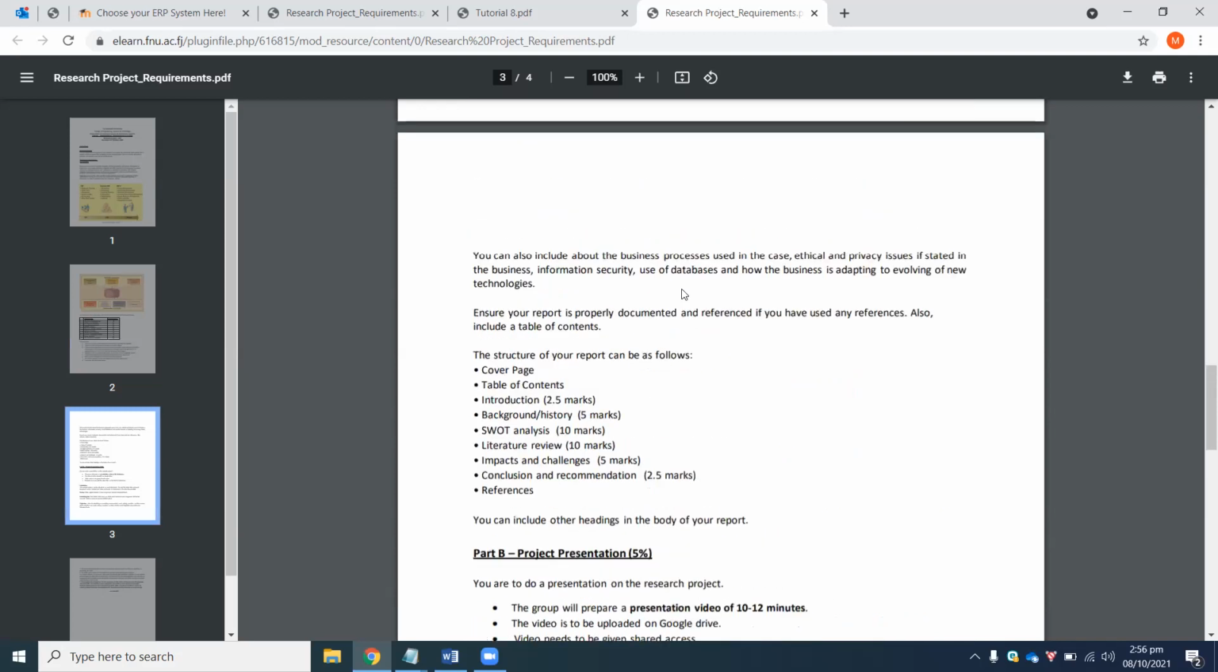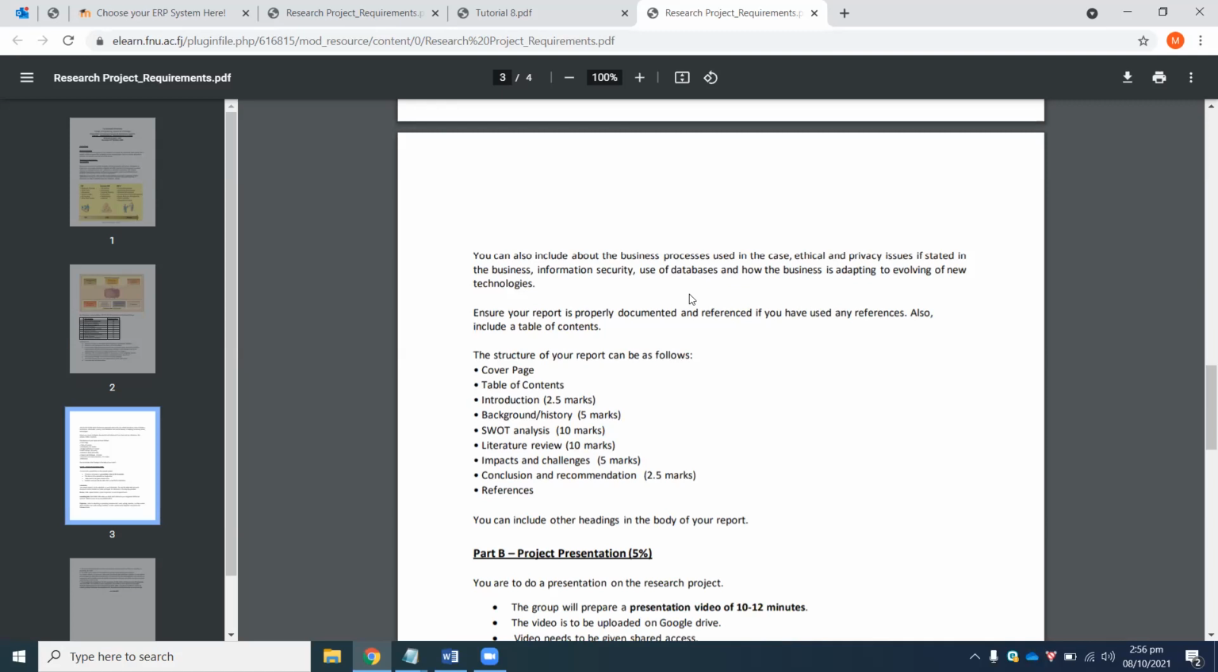All right. Now, you can also include the business processes used in the case, ethical and privacy issues if stated in the business, information security, use of databases, and how the business is adapting to the evolving of new technologies. Ensure your report is properly documented, with references if you've used any references. Now, definitely you will have references. Why? ERP, where did you go and know about the ERP? You didn't formulate the information yourself. Okay, you got it from somewhere, so definitely you have to put it down in the reference.